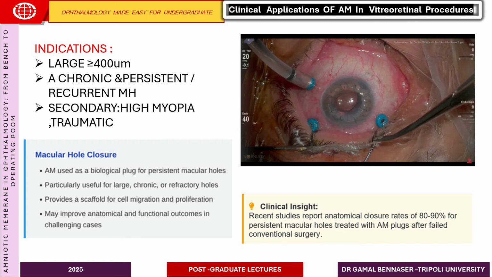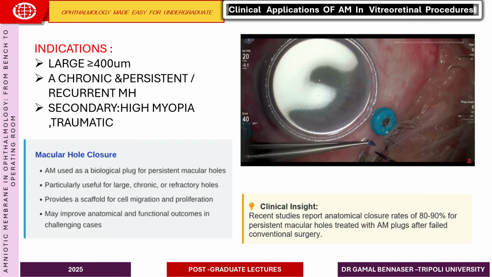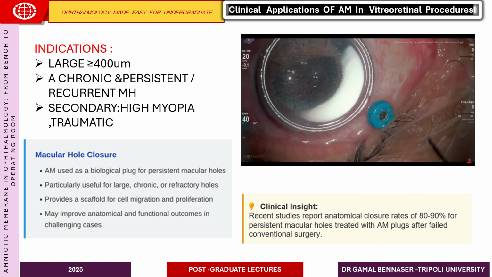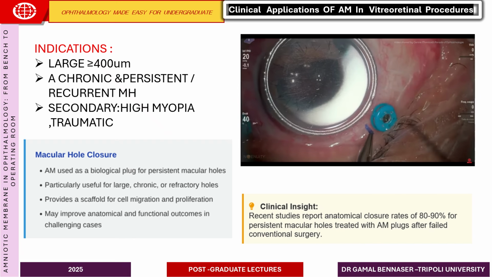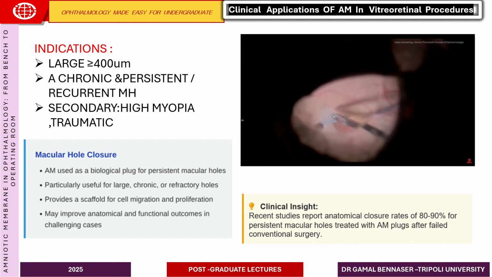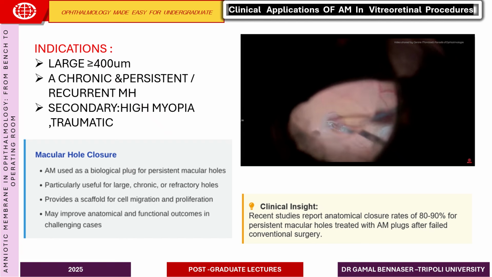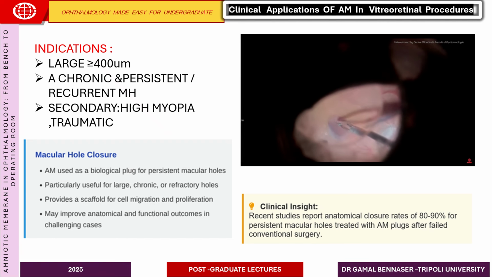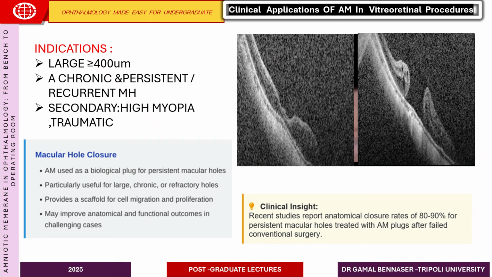This is a very small patch of amniotic membrane, secured and optimized to be compatible with the size of the macular hole after being stained with trypan blue so that it will be visible. With special retina forceps you can see it is placed over the macular hole, and the edges should be secured inside the edge of the macular hole so that it acts as an inlay graft. So this is the procedure of using amniotic membrane in retinal surgery.